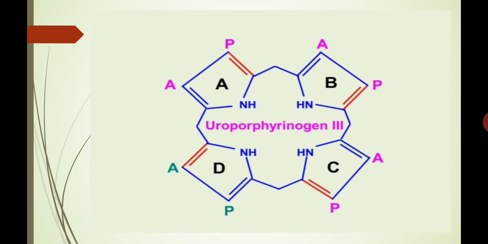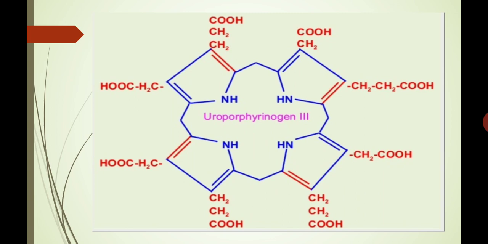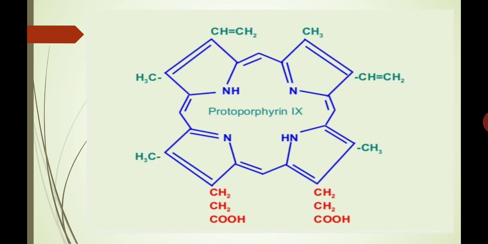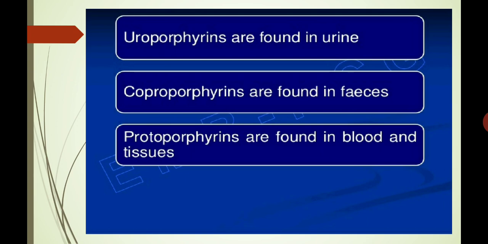Here I have represented the uroporphyrinogen III. Here also it is shown with its various side chains, and here I have shown the protoporphyrin IX with its various side chains. And as I had told you in my previous lecture, uroporphyrins are found in urine, coproporphyrins are found in feces, and protoporphyrins are found in blood and tissues.